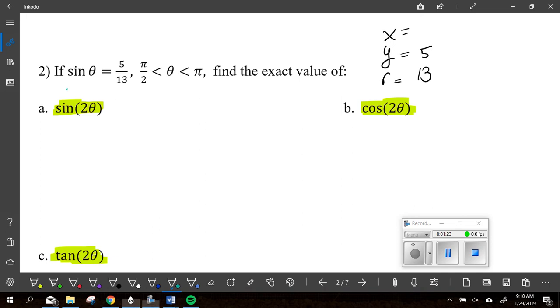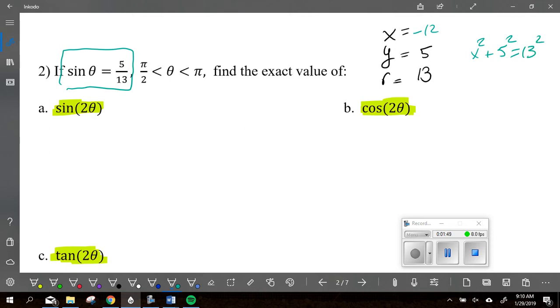Since sine of theta was 5/13, we knew my y was 5, my r was 13. Show me with your fingers, what'd you get for x? I'm seeing 12s. 12 is not the right answer. Why is 12 not the right answer? It's negative. The correct answer here, x is negative 12. We could do Pythagorean theorem. x squared plus 5 squared equals 13 squared. That's a Pythagorean triple. x is 12. But the reason it is negative is because of this guy right here.